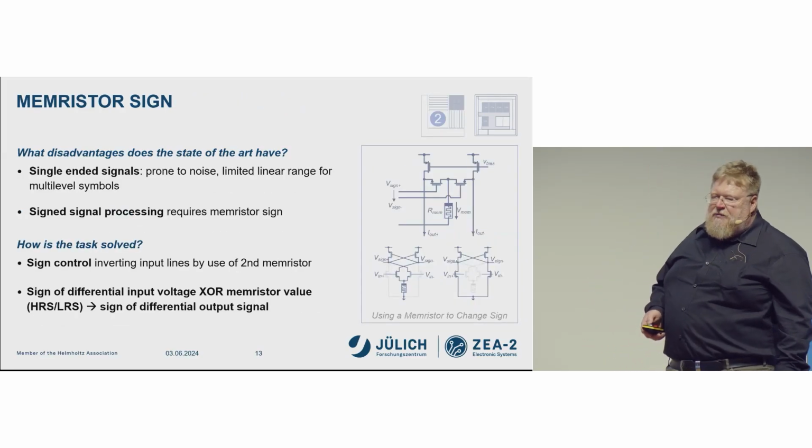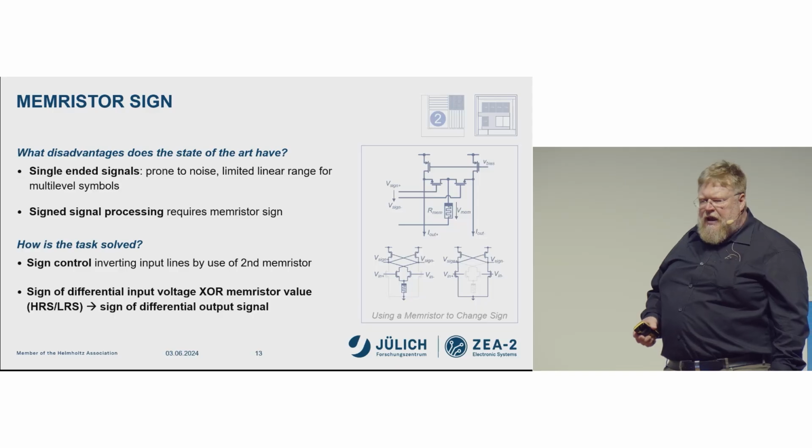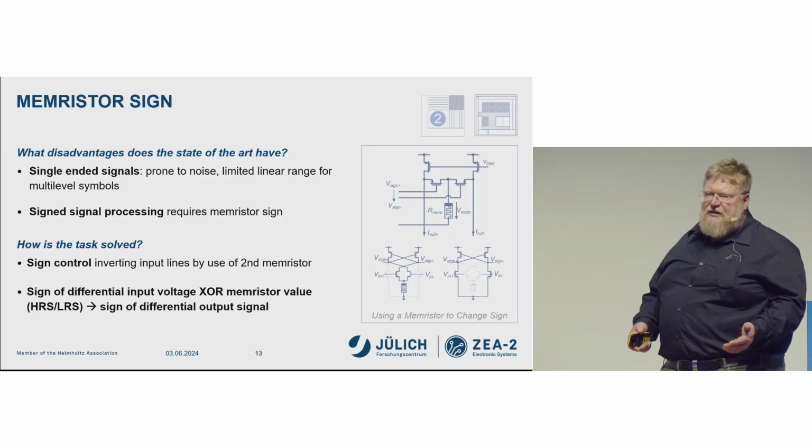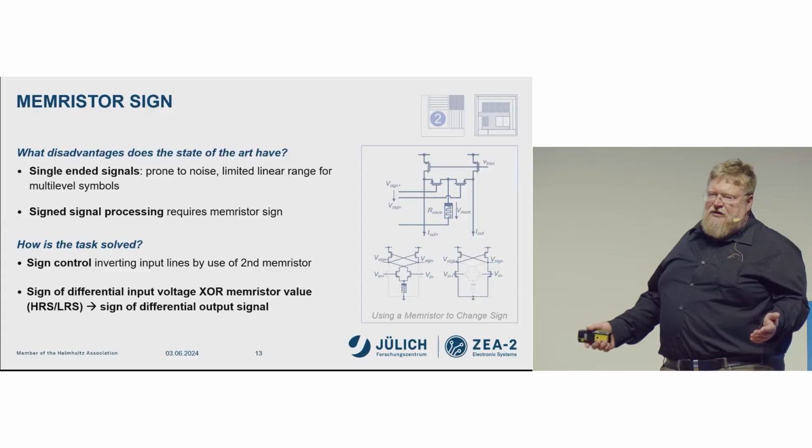So the last one is the memristor sign. Signals are prone to noise, limited by linear range for multi-level symbols. And also, signed signal processing would require a memristor sign. So the question I was asked was, how can we add a sign to a memristor value? And clearly that's not possible.